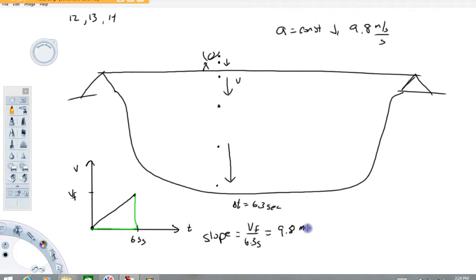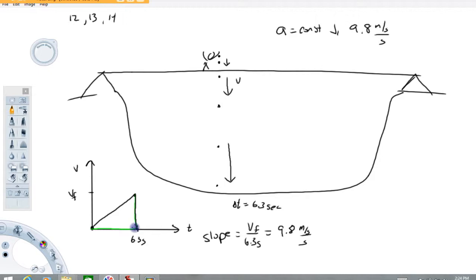I like to write it like this: meter per second, because the rock is accelerating gravitationally. Right? This can be solved for the V final. Once you have a V final, you now know that distance on the graph.